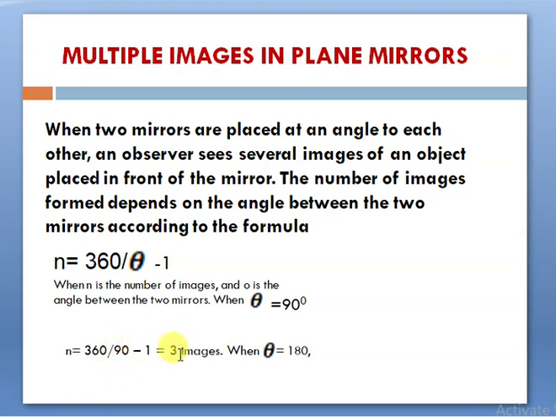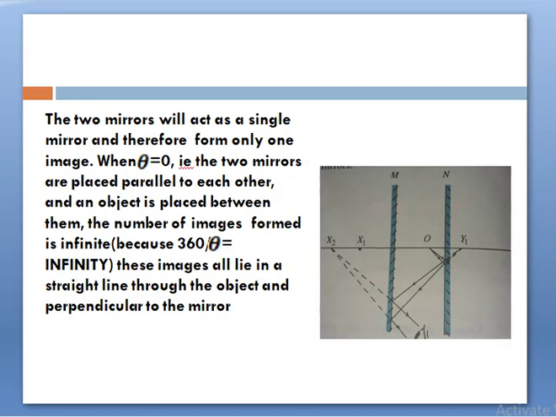So the number of images we are going to have when the angle of inclination between the 2 mirrors, theta, is 90, we'll have 3 what? Images. Now, when theta is 180, what is the number of images you're going to have? You solve it the same way. You have 360 divided by 180 minus 1. And 360 divided by 180, you have 2 minus 1. You have 1 image, as I showed you here.